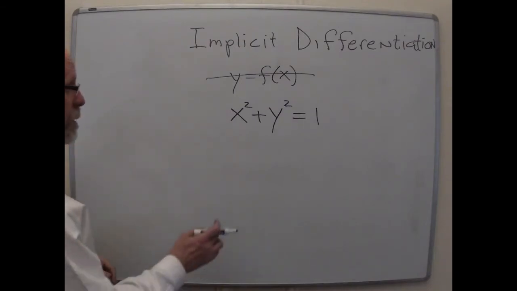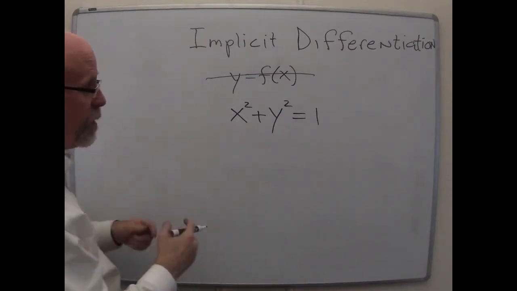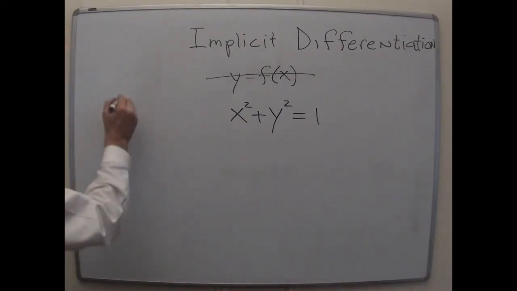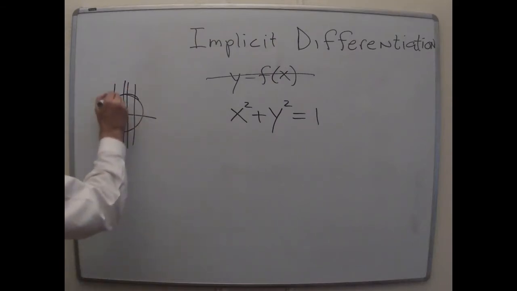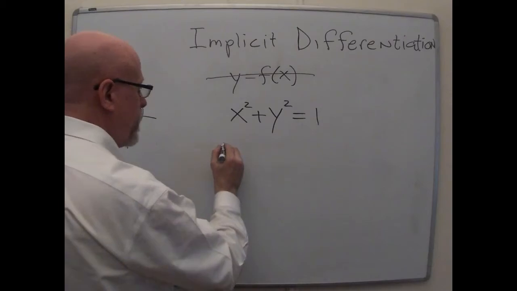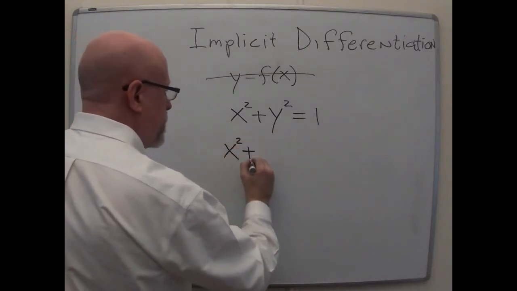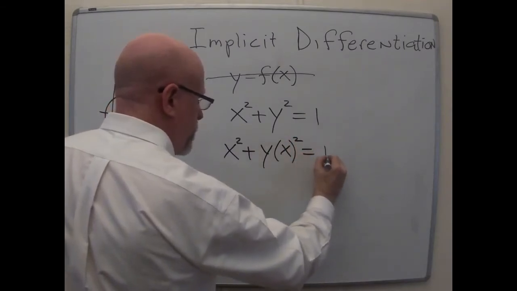Remember how that works? I'll just refresh your memories. You pretend y was a function of x. You know it's not really, because this is a circle, yeah? And vertical line tests are dying all over the place on that. So it's not a function, but you pretend it is. So you write x squared plus y of x squared equals 1.